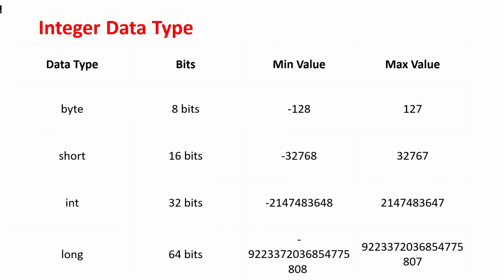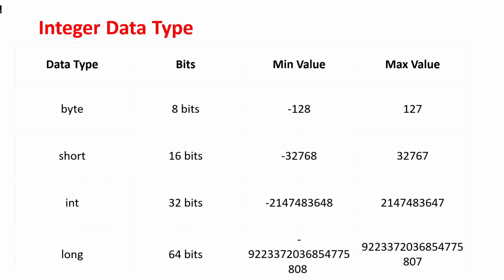So the first data type is the integer data type. The integer data type consists of byte. It takes 8 bits of memory, and the minimum value of byte is -128 and the maximum value it can store is 127. The next data type is short, and it takes 16 bits of memory. The minimum value of short is -32,768 and the maximum value of short is 32,767.